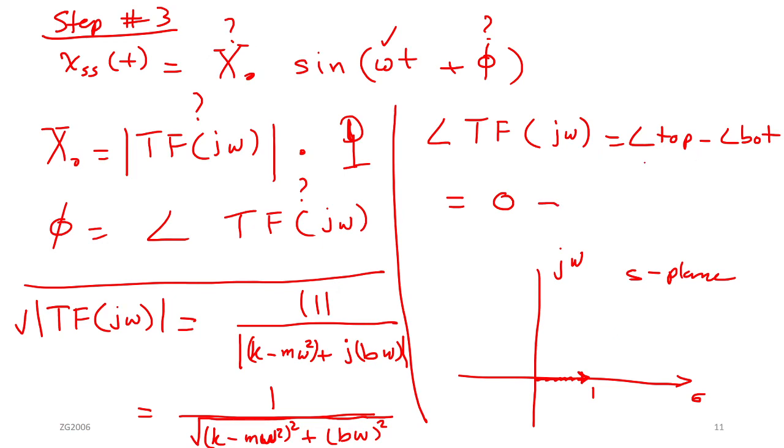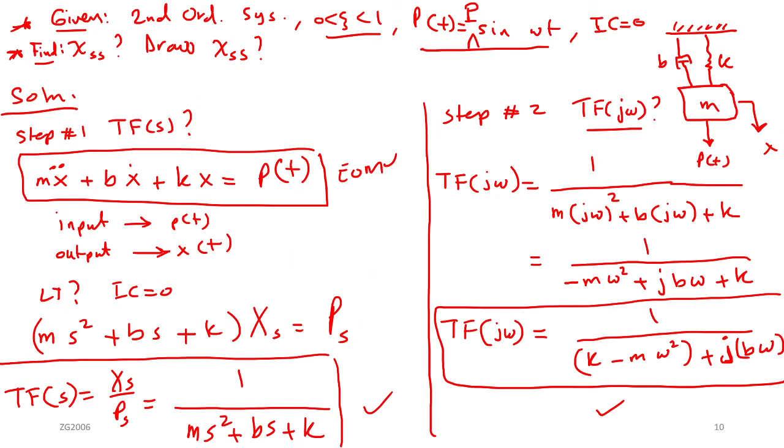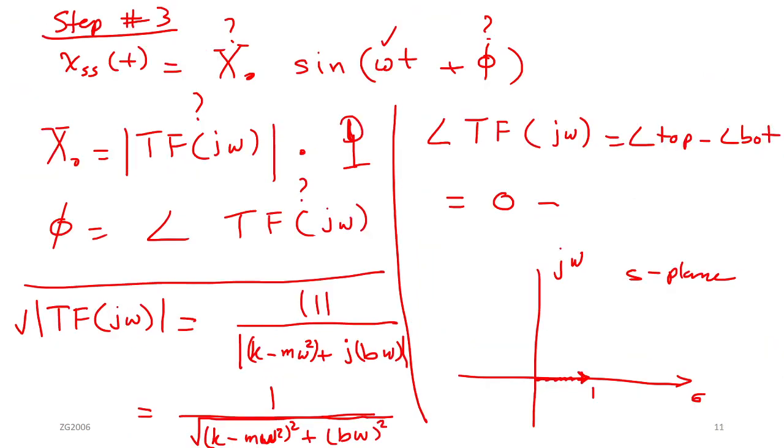Minus the angle of the denominator. What's the denominator? The denominator is a real number plus an imaginary number. Real plus imaginary, so it's going to be somewhere here, right? All of them are positive values, you can see that. So it could be here. How do we calculate the phase of this number?